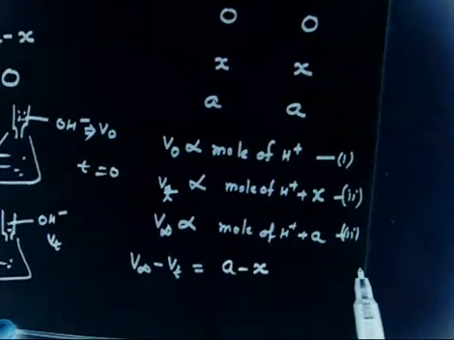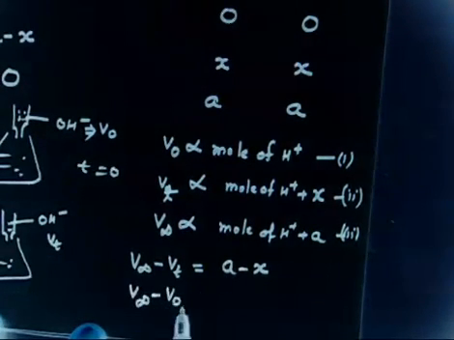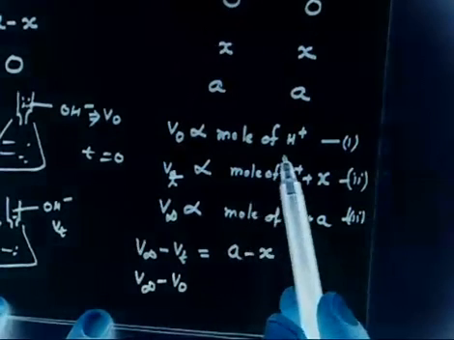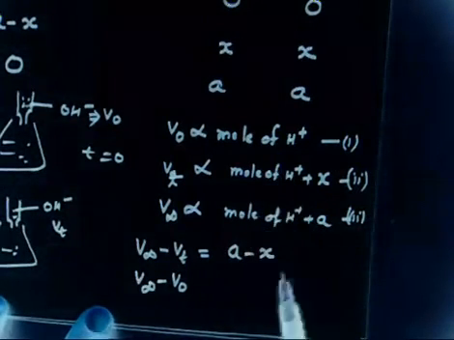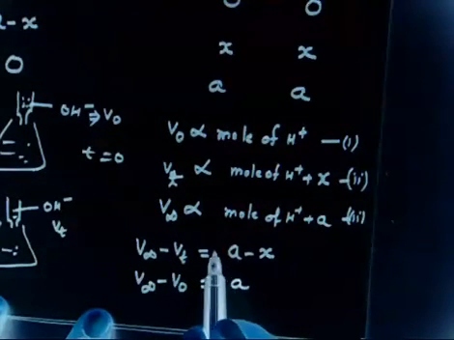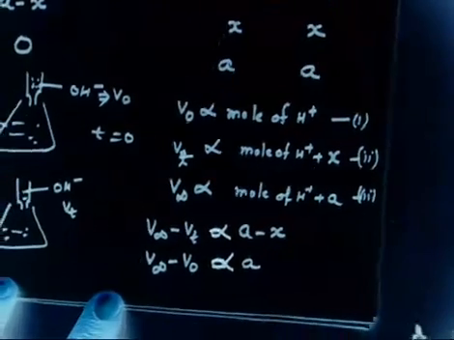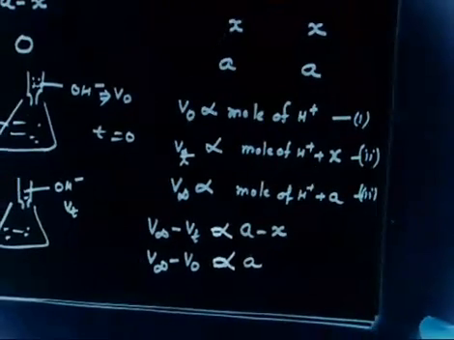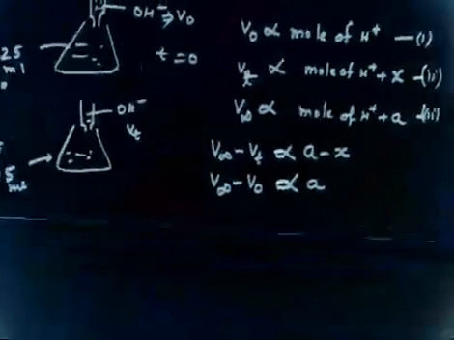Now if you subtract, let us say V infinity minus V naught, that is equation number 3 minus equation number 1, the moles of H plus go out, so you will have simply A. So this is proportional to A. Let me write: this is proportional to A, this is also proportional to A. Are you getting it? Up to this point, if you have any confusion, let me ask, otherwise I will go on.